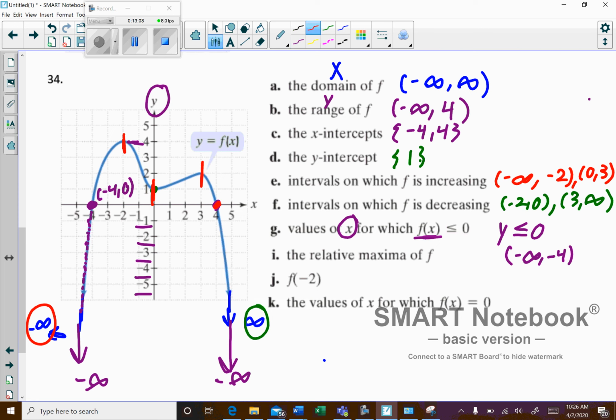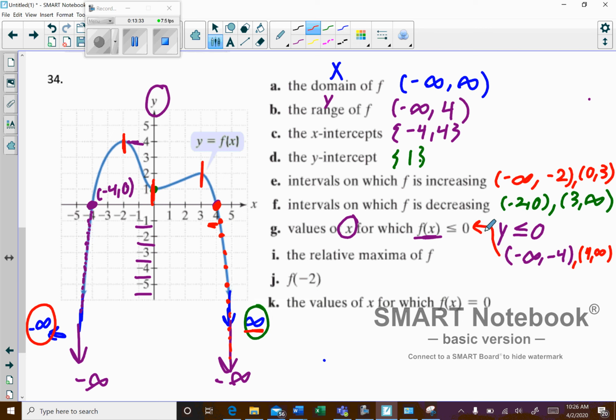So it starts right here, and y is 0. Now y is -1, -2, -3, -4, -5, and so on and so on. And that continues from 4 to positive infinity. So that's going to be from 4 to positive infinity. Okay, so that all goes with part G.